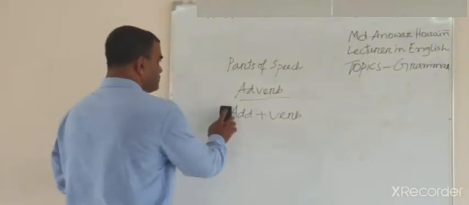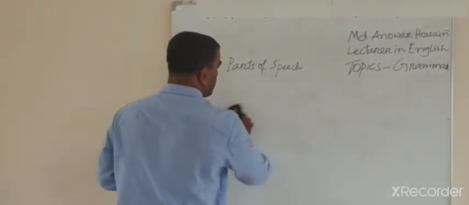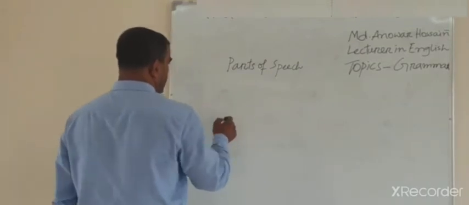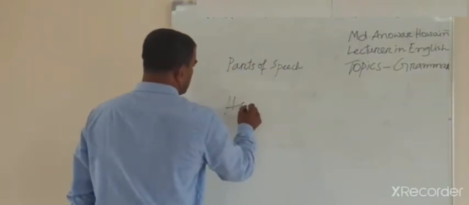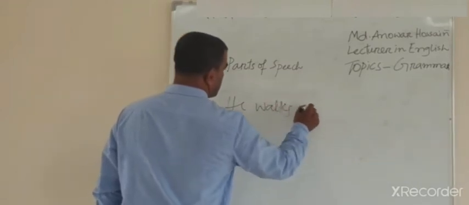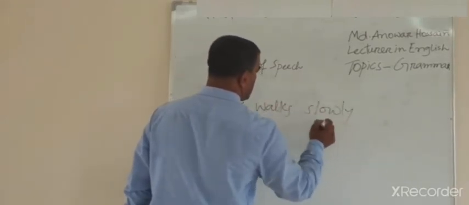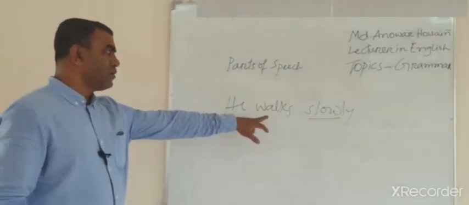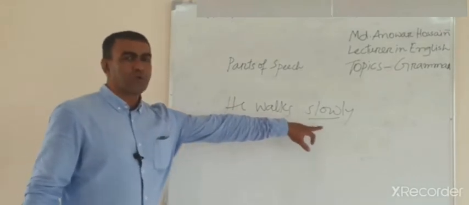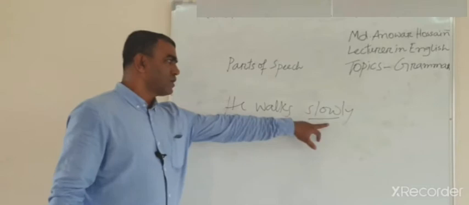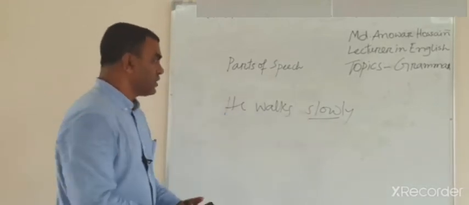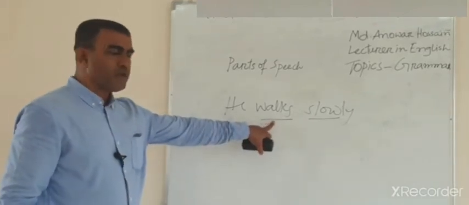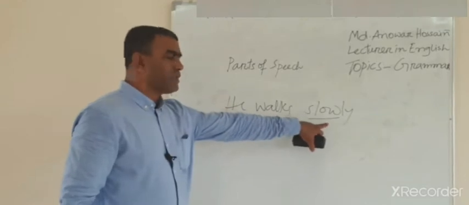We generally know an adverb consists of ly that is added at the end of a word. He walks slowly. Here the word slowly tells how the work is done. How does he walk? Slowly. Here the word walks, or walk, is a verb. How does it happen? It happens slowly.